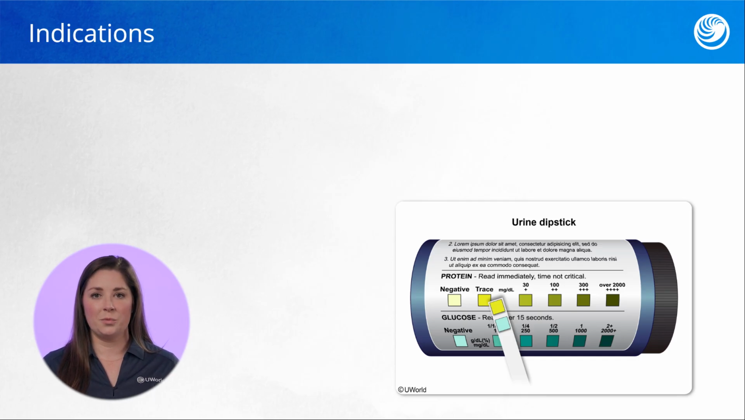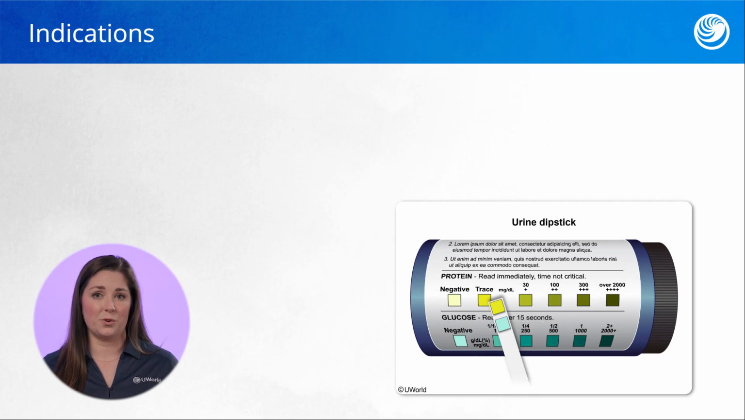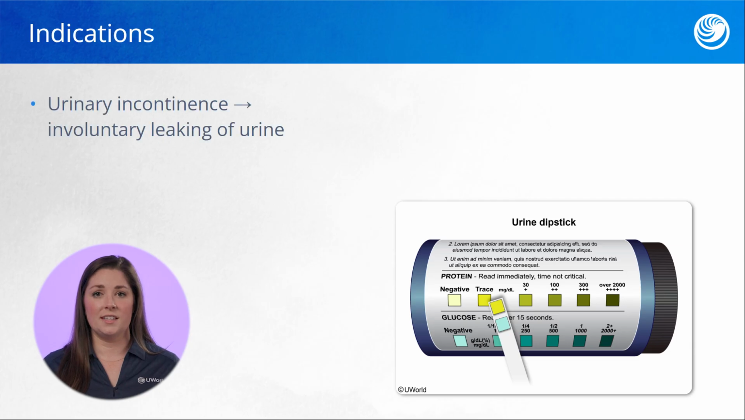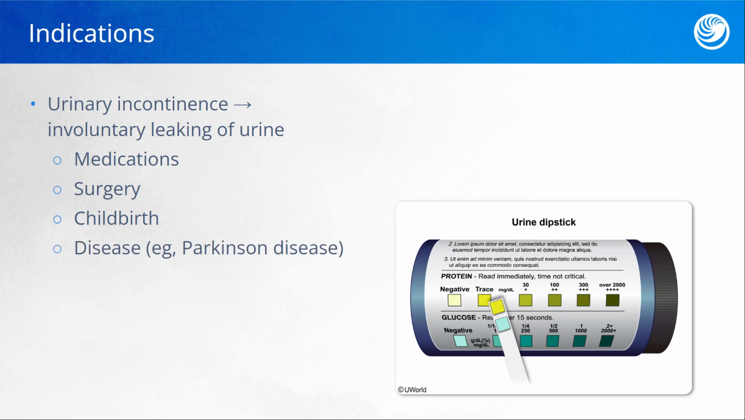So let's break down the word incontinence. Continence is when the client has full control over their bladder and bowels. So incontinence means the client has lost full control. So urinary incontinence is when a client has involuntary leaking of the urine. Reasons urinary incontinence can be present can be due to medications, surgery, childbirth, even some diseases such as Parkinson's disease. Strokes can also cause a loss of control of the bowels or bladder.